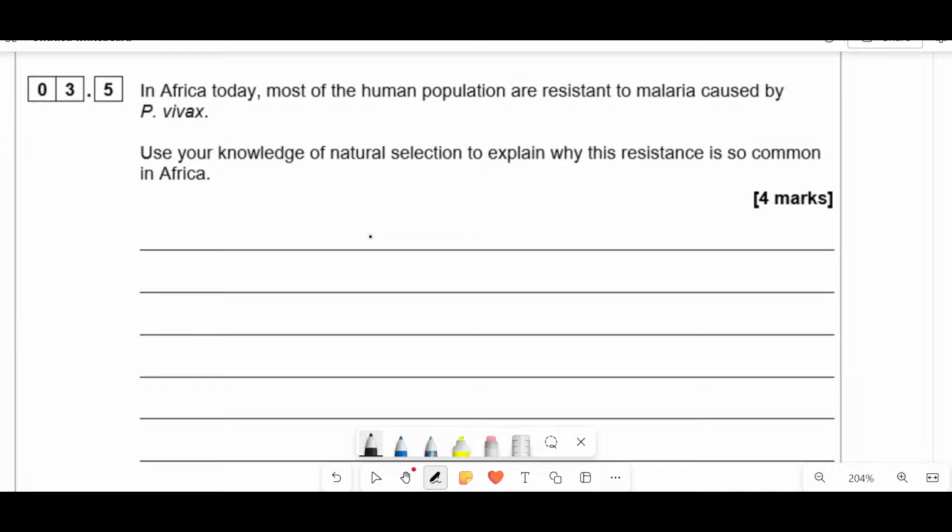Here, the question told you, use your knowledge of natural selection to explain why this resistance is so common in Africa. You need to look at who's being resistant. The human population are resistant to malaria. Something has changed in the humans to make them resistant to malaria. So natural selection is where you have a selection pressure due to nature. Something in nature wants to kill you and stop you from surviving and reproducing. That's what selection is. And natural means it's something in your environment that's doing it.